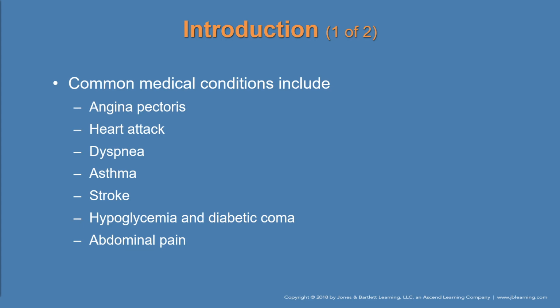So what we're going to focus on tonight is some common medical conditions. We're going to spend some time on the heart, talking about angina, heart attacks. We're going to go a little bit into congestive heart failure. We're going to talk about sources of difficulty breathing, also known as dyspnea, including asthma. We're going to talk a little bit about stroke and stroke assessments. We're going to talk a little bit about diabetes and hypoglycemia. And then we're going to dig into the wonderful and exciting world of abdominal pain.